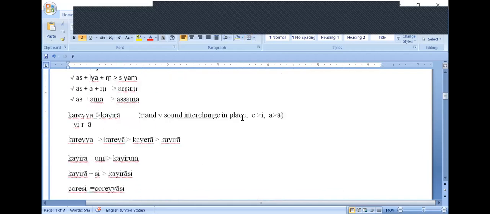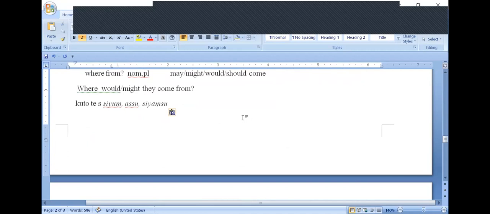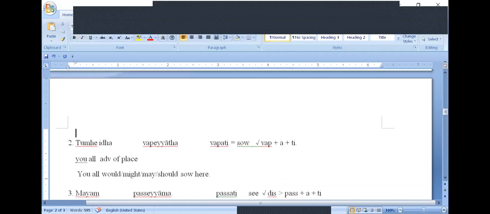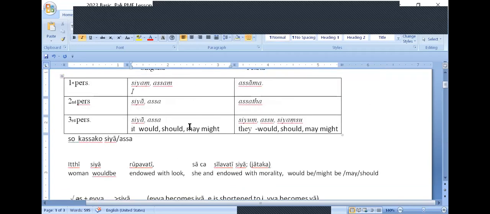So let's go for number 9 again. Kuto te siya. So kuto is a question: from where? Te is there. Siya would be. So the question would be: from where would they be? From where would they come? That's the kind of question, all right? Because for this siya, siyum, you just use the words would be, should be, might be. So like this, siya: this woman would be. That's all.